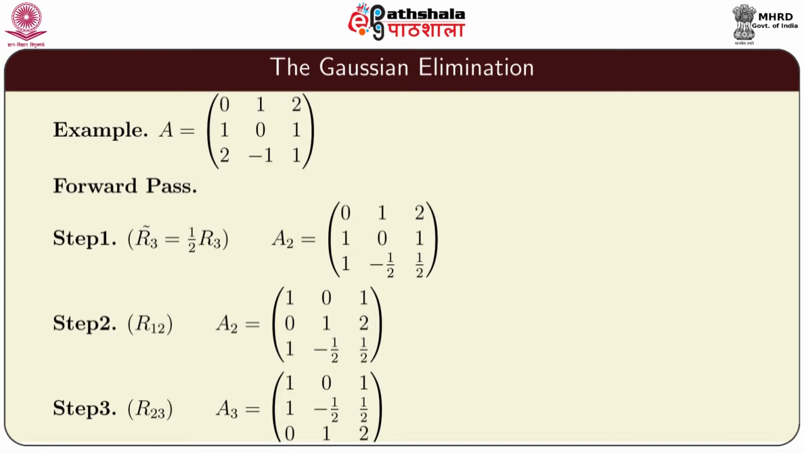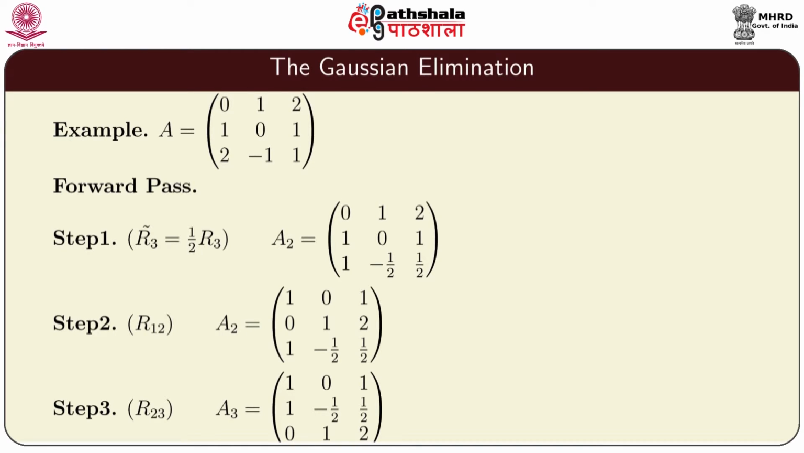Look at the matrix A, which is a 3 cross 3 matrix, and you can see that it is not in echelon form, because the first non-zero entry of the first row is 1 which is appearing in the second column, whereas the first non-zero entry of the second row is appearing in the first column, which is not allowed.